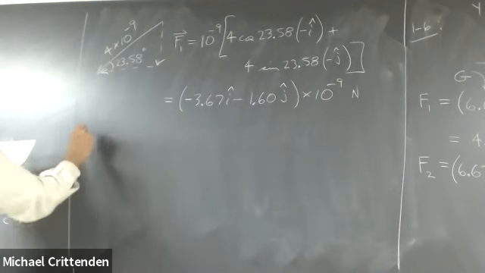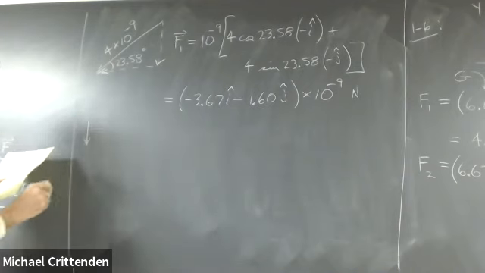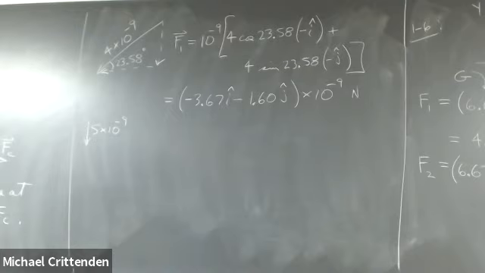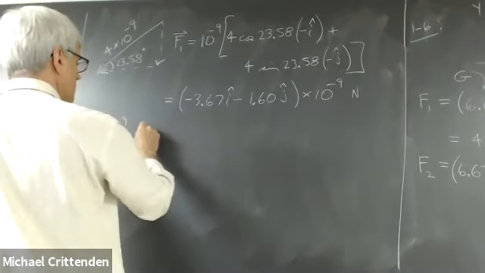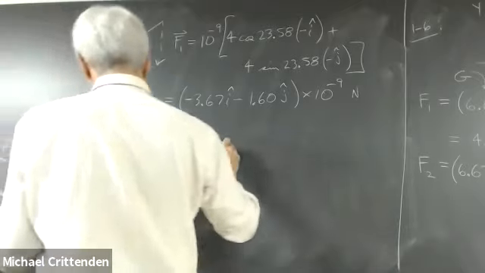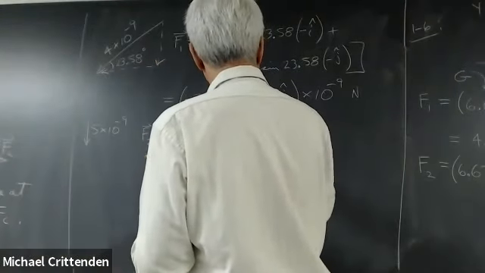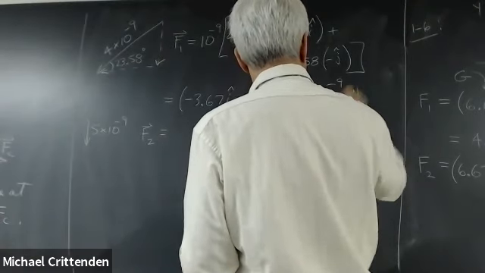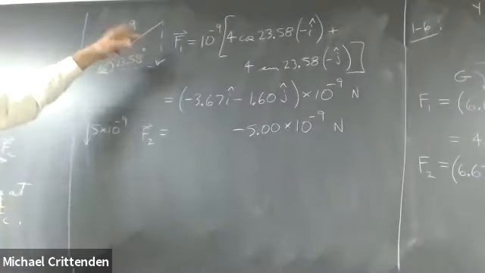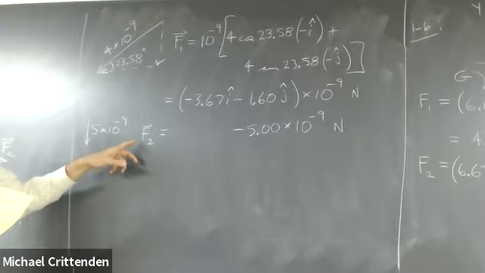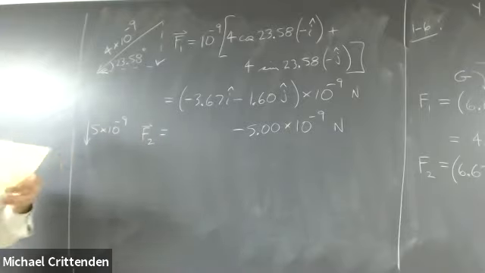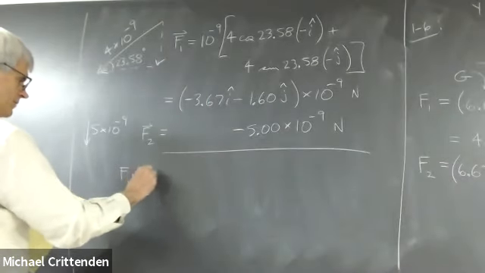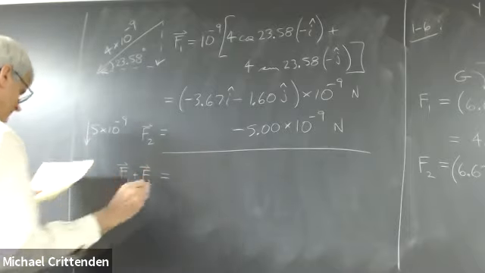So that's force 1. Force 2 is the easy one because it points right straight down like that. 10 to the negative 9th. So F1, the vector, is this. F2, the vector, is that. Superpose them. F1 plus F2. The vector sum.